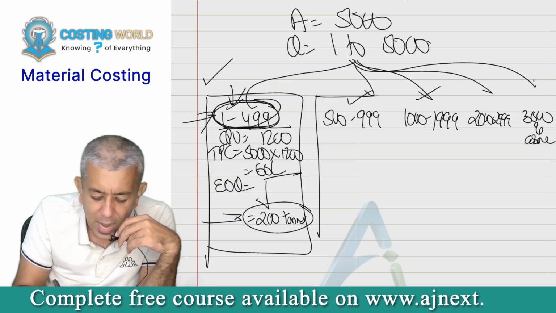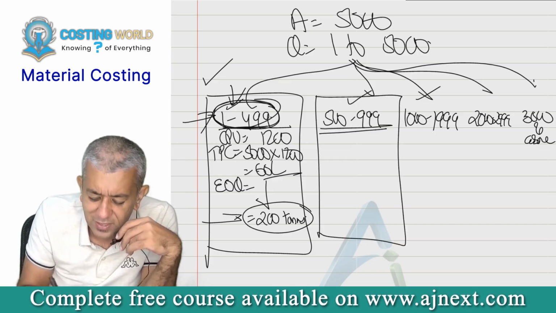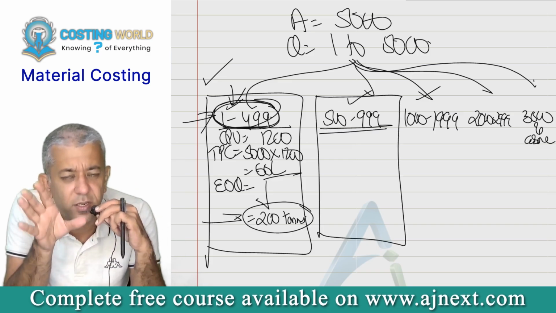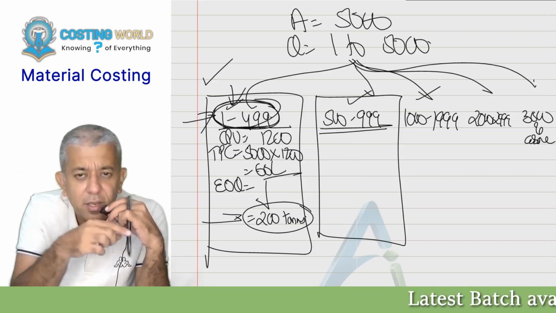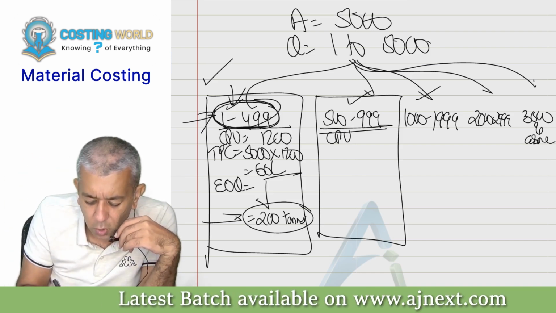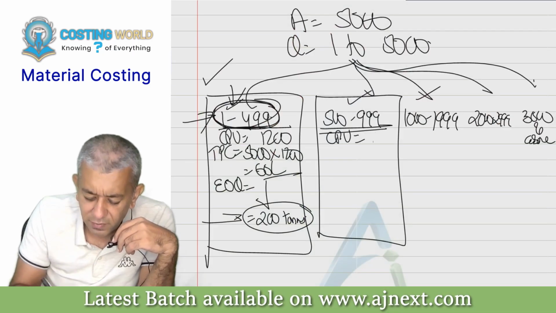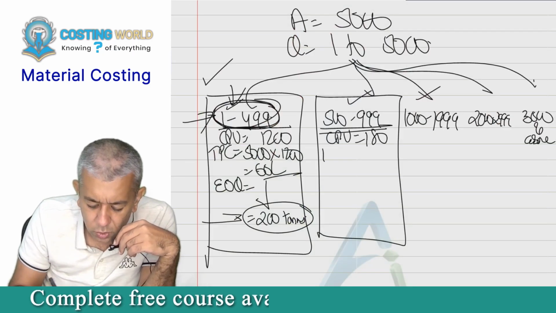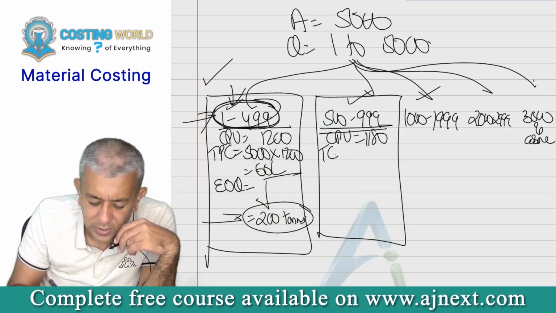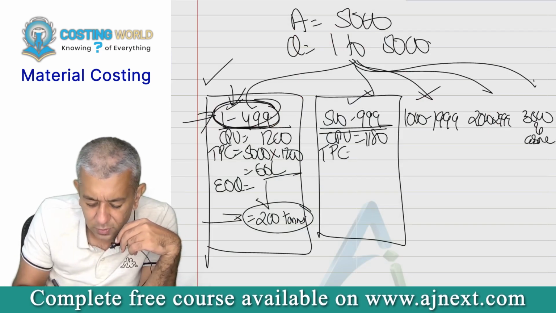Then I'll come over to this particular category. Can we say whether you order 500 tons, 600, 700, 800, 900 or 999, every unit is going to be costing you, how much, speak? 1180. Now, get me the total purchase cost for this entire year. Pick up your calci.